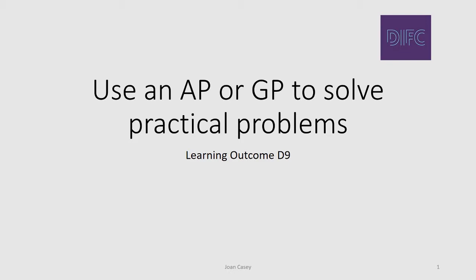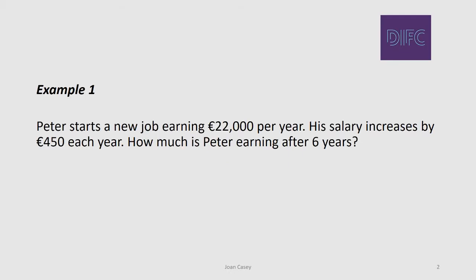In this video, we're going to look at using an AP or a GP to solve certain practical problems. So our first example is example 1. Peter starts a new job earning €22,000 per year. His salary increases by 450 each year. How much is Peter earning after 6 years?